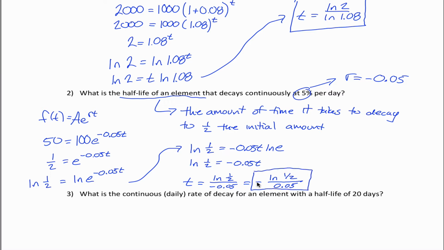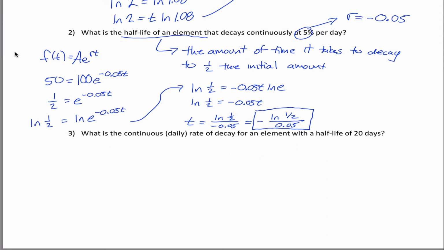And I move on. One more, just to kind of round things out. Maybe I'll switch colors so they don't run together too much. Third question here: what is the continuous daily rate of decay for an element with a half-life of 20 days?